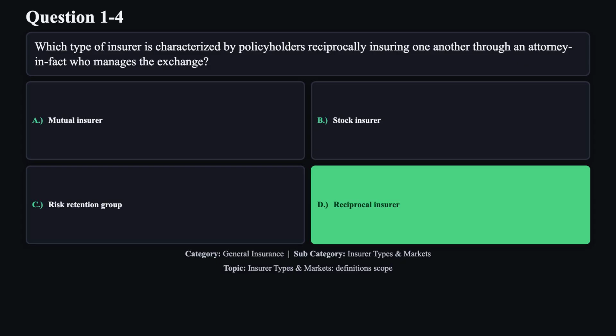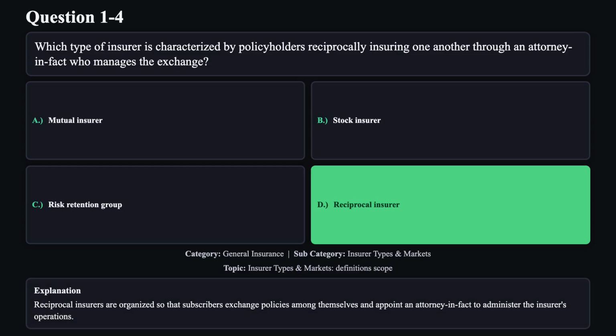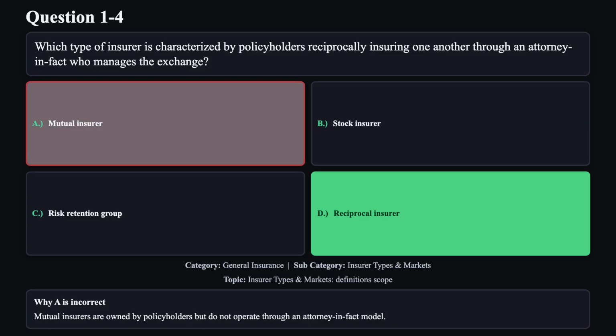The correct answer is D. Reciprocal insurers are organized so that subscribers exchange policies among themselves and appoint an attorney-in-fact to administer the insurer's operations. Reason A is not correct. Mutual insurers are owned by policyholders but do not operate through an attorney-in-fact model.